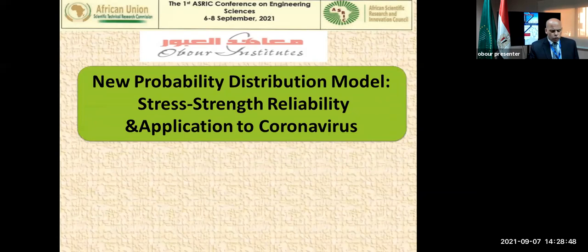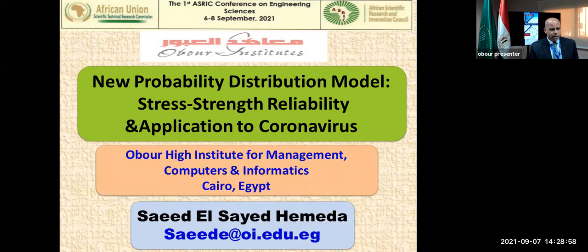The new probability distribution model, stress strength reliability, and application to coronavirus. The main point of this research is generating a new probability distribution by adding 3 parameters from 2 classical probability distributions. It's the inverse Lindley distribution and the beta inverse distribution. And I make a mixture from the 2 probability distributions.